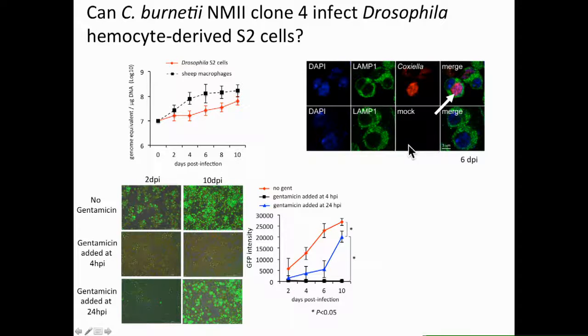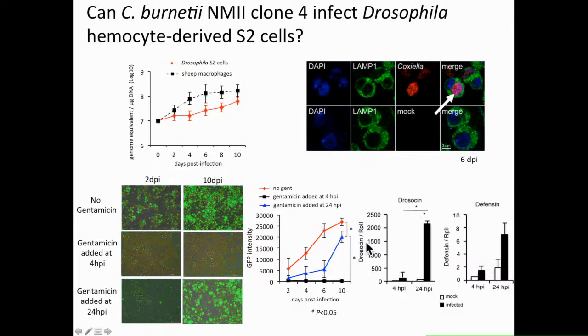Then we did a gentamicin protection assay. In the absence of gentamicin, you see very rapid growth. This is using a GFP-labeled strain. And you see very fast growth from 2 to 10 days in the absence of gentamicin. But when gentamicin is added very quickly after infection, you see very little growth. But when it's added a day after infection, because it's protected in the vacuole, you can still see nice growth of Coxiella 9-mile phase 2.